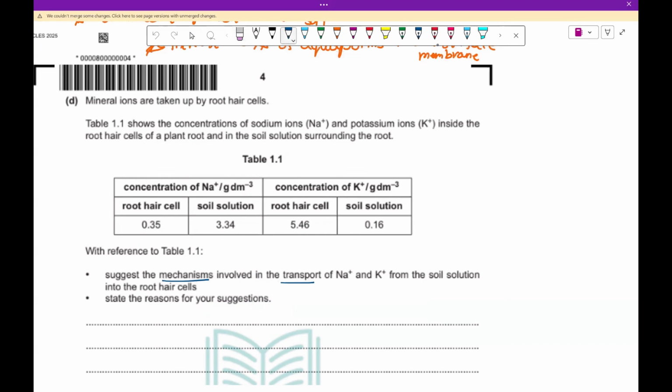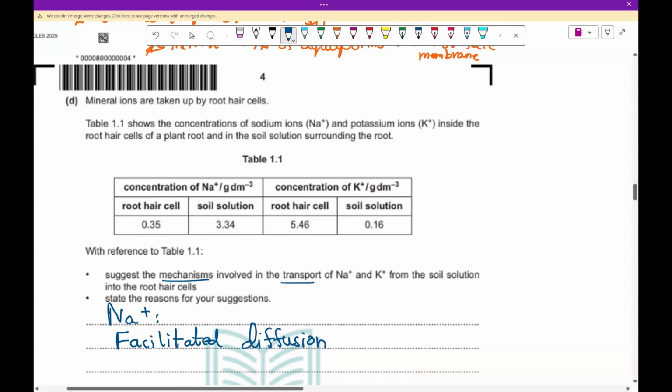So the mechanism for sodium is going to be facilitated diffusion. If you write simple diffusion, it will be wrong, since we know that the phospholipid bilayer, or the cell surface membrane, is made of non-polar lipid molecules, phospholipids. So they don't allow the diffusion of charged particles or ions. So what you need are transport proteins, channel proteins, for facilitated diffusion.